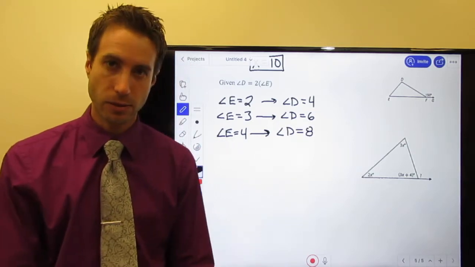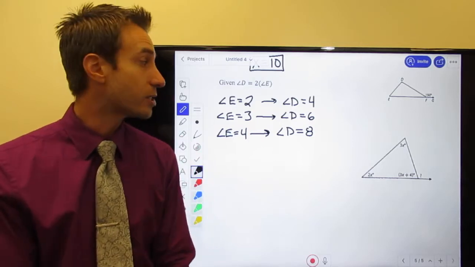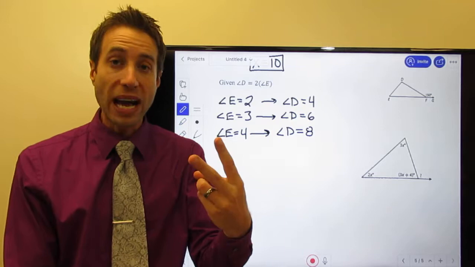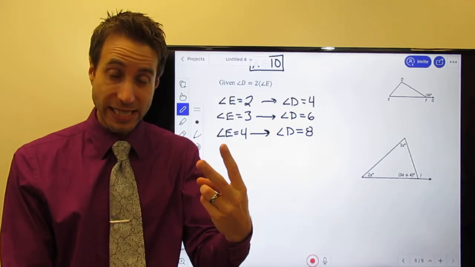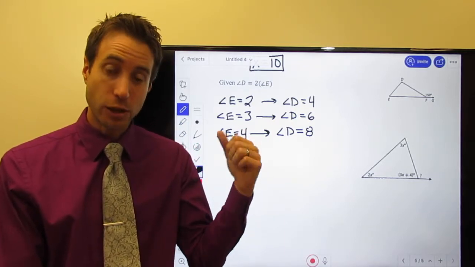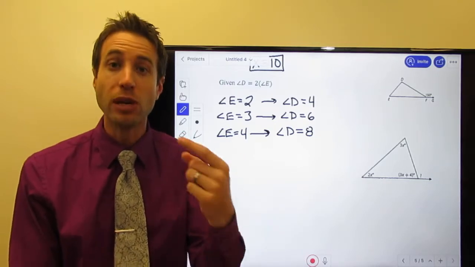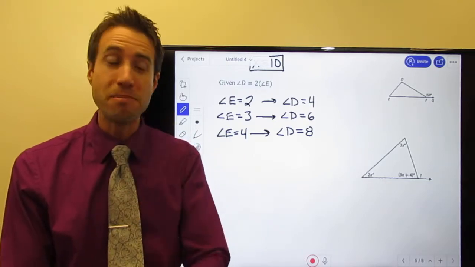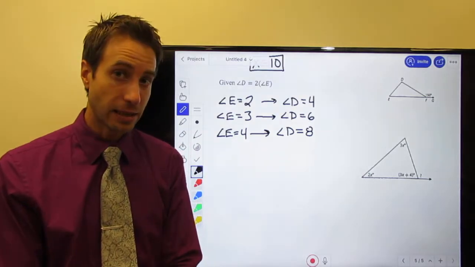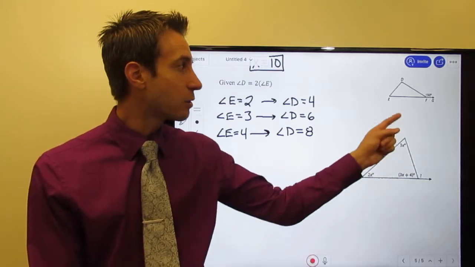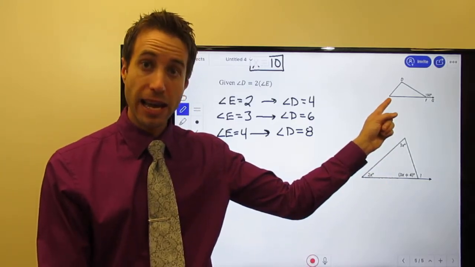What do you notice? What are you seeing here? Well, what you're seeing is that D is twice as big as E. Whatever E is, you multiply it by 2, and you will get the measure of D. What if I made angle E an X?